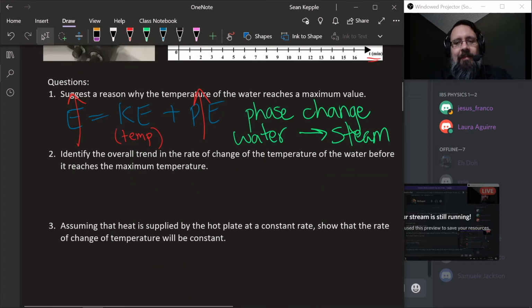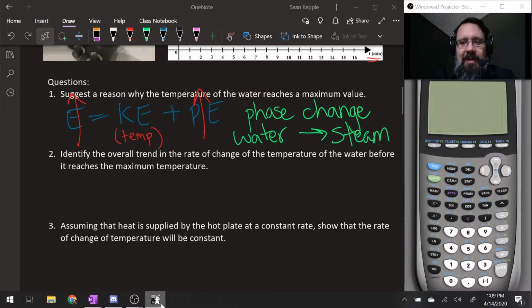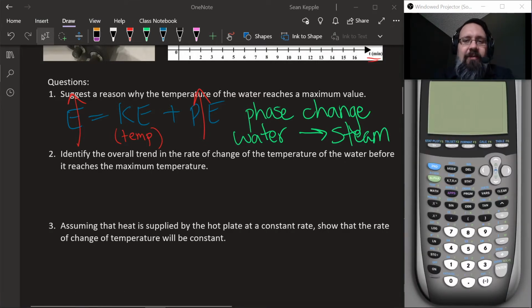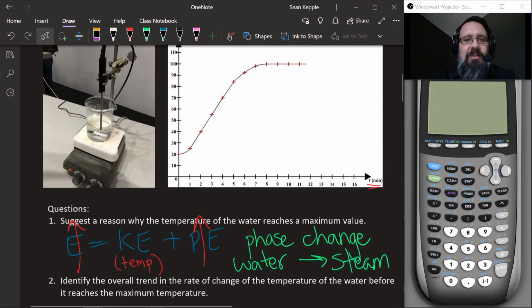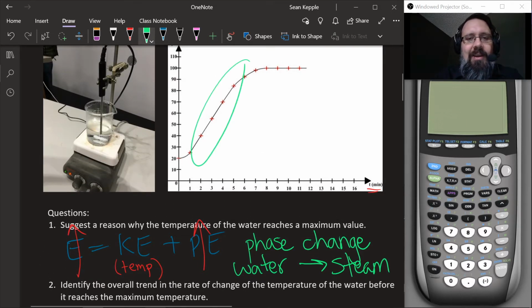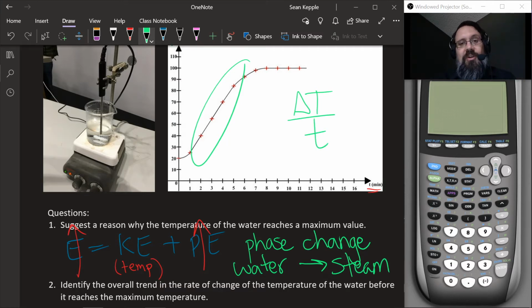Second question: identify the overall trend in the rate of change of the temperature of the water before it reaches its maximum temperature. If we look at just this area here, the rate of change is the change in temperature over the time. If we look at how quickly the temperature is changing, you'll notice that it is a straight line, which shows us that this rate of change is constant.